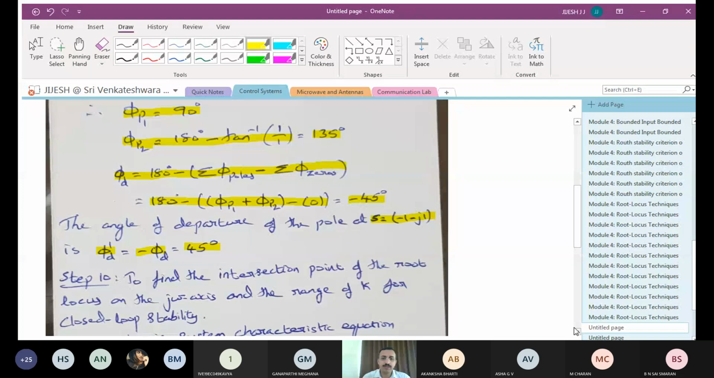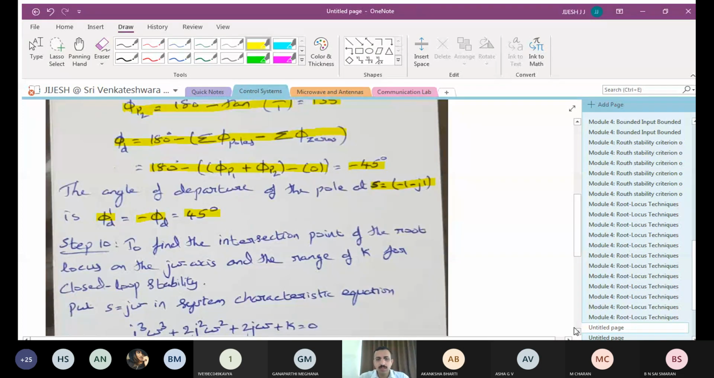Then you have to go ahead plotting the entire root locus for that. So if you get phi d, you will get phi d dash as well. For the other pole, you will get it as 45 degree. So the next step, step 10, is to find the intersection point of the root locus on the j omega axis and the range of k for closed loop stability.